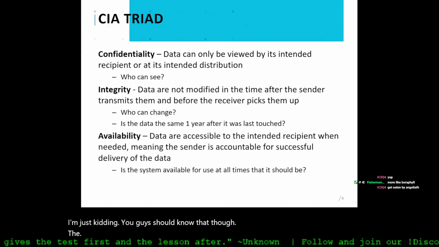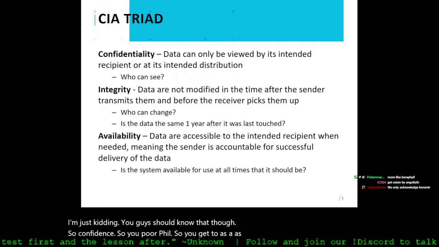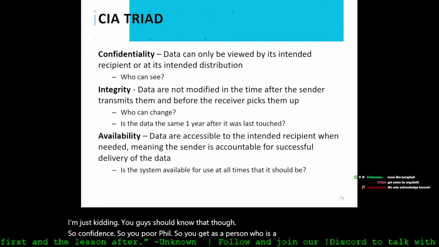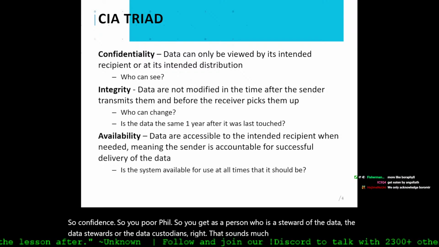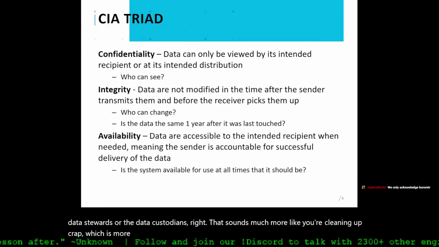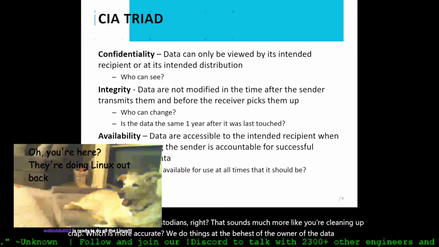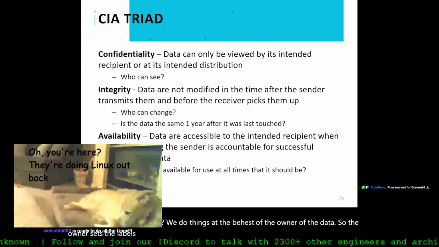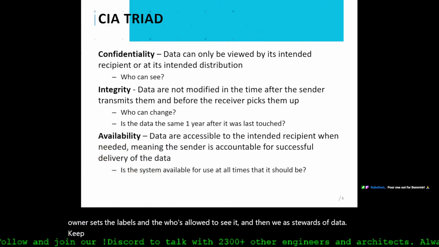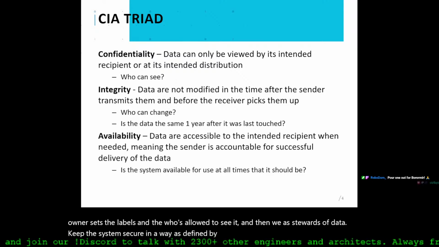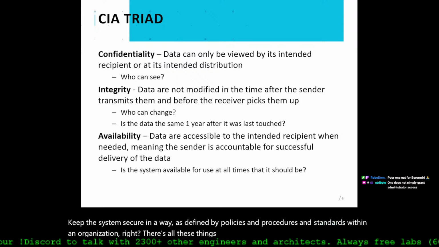So, confidence. As a person who is a steward of the data, or a data custodian, right? Steward sounds much more like you're cleaning up crap, which is more accurate. We do things at the behest of the owner of the data. The owner sets the labels and who's allowed to see it, and then we, as stewards of data, keep the system secure in a way defined by policies, procedures, and standards within an organization. There are all these things.